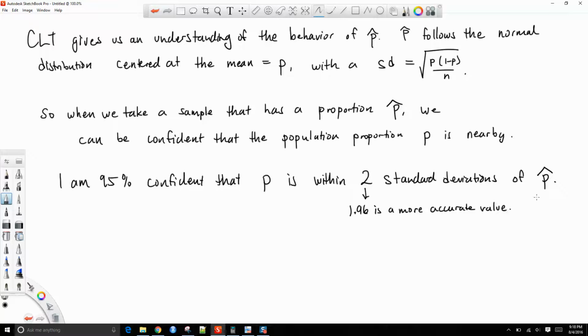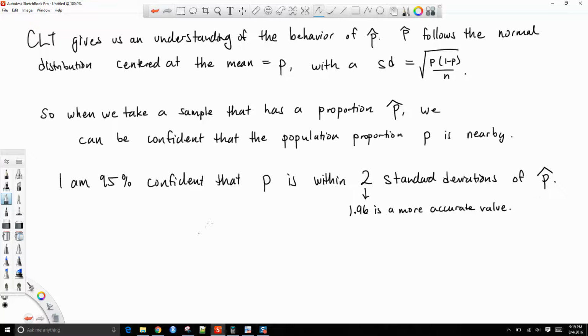Okay, so we can say I'm 95% confident that P is within 1.96 standard deviations of P hat. Yes? So 2 changes to 1.96, what happens to the 1 and the 3 z-scores? We're not going to worry about those. Oh, okay. We're going to work with this 95% confidence, and then we'll talk about other levels of confidence. Okay? So for 95% confident, we're going to use the value 1.96.